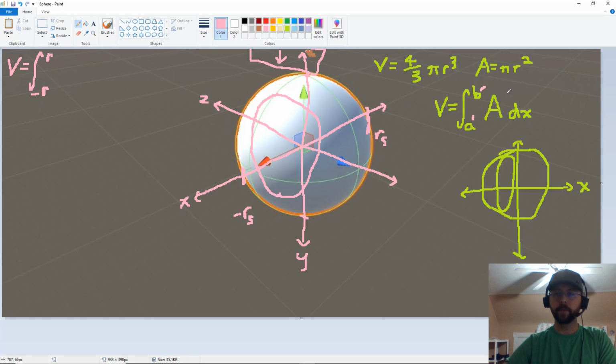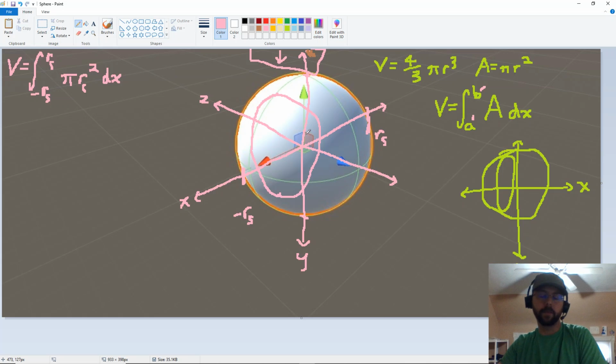So back to my generic formula over here: volume equals the integral from a to b of A dx. For A, we're going to plug in the area of the slice that we're making. The slice is a circle, so the area is pi r squared. I should have put sub s here. The reason is that this is going to be pi r sub c squared dx. dx stays. So r sub c is the radius of the 2D circle, and r sub s is the radius of the 3D sphere.